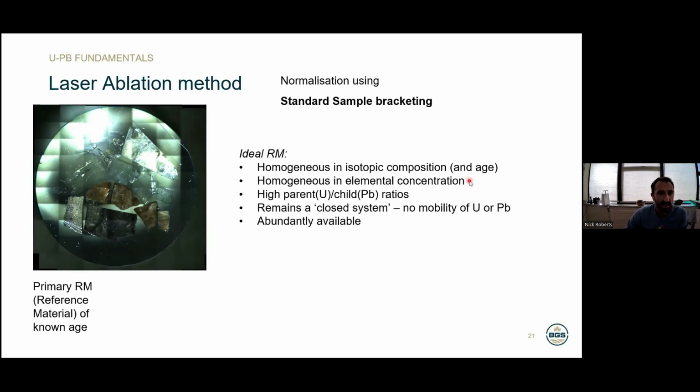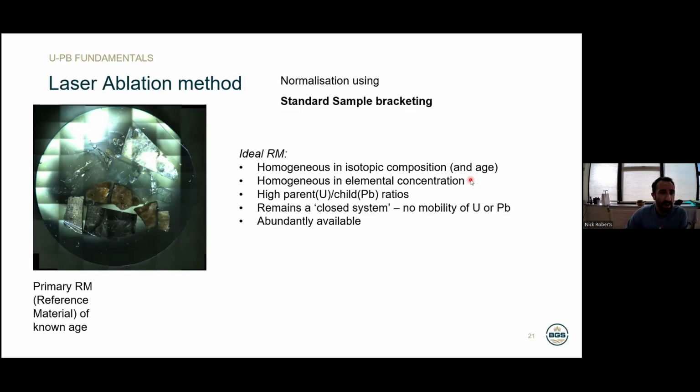For a uranium-lead standard, ideally you want to have high uranium and low amounts of lead when that mineral forms. And we want it to remain a closed system. So that means once that mineral is formed, the uranium and the lead isotopes get locked in. And if it's going to be a standard or a reference tool, we want it to be abundantly available enough to share with dozens, maybe even hundreds of labs around the world.